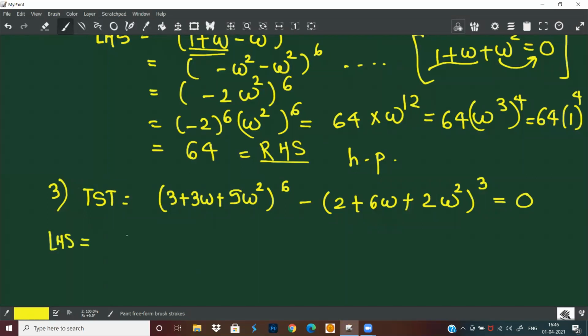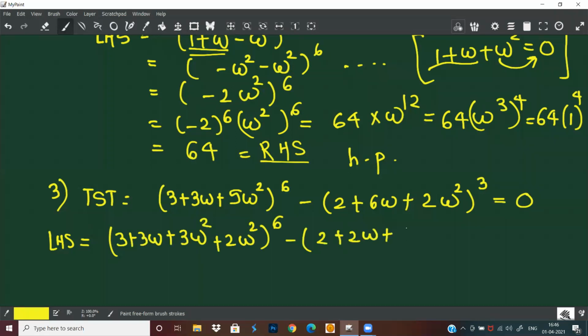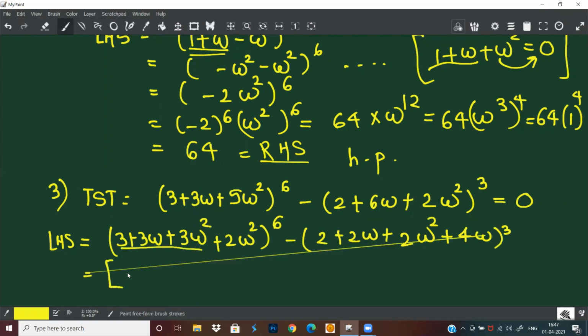See, while writing LHS only, I am breaking now. What I will do is 3 plus 3 omega; 3 को अच्छा लगता है तो ये break करो ऐसे. यहाँ बाकी 2 ही है ना. 2 omega square तो 6 omega है तो मैंने break किया. 3 है ना. इसमें 3 common. So it is 1 plus omega square.